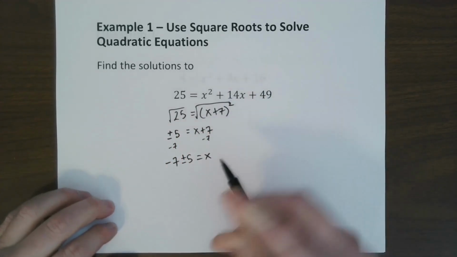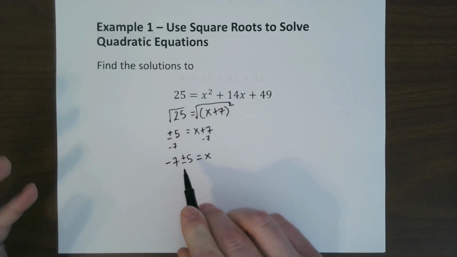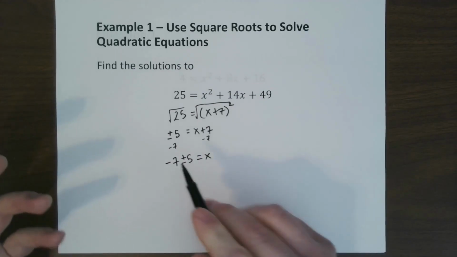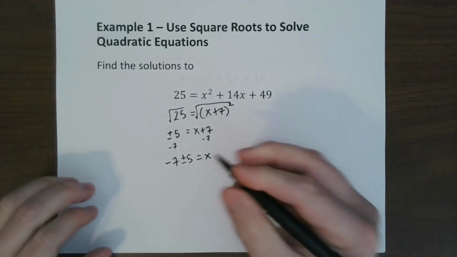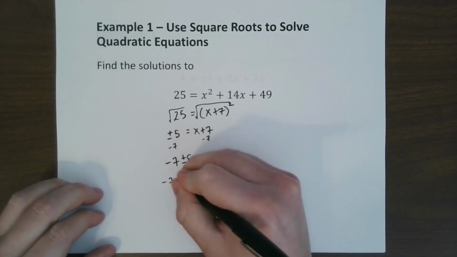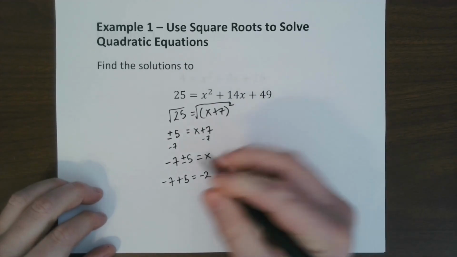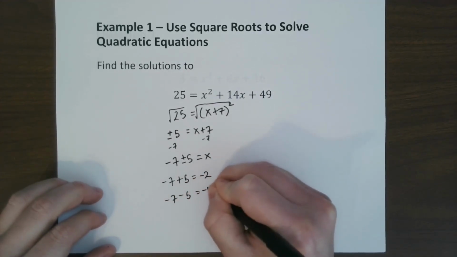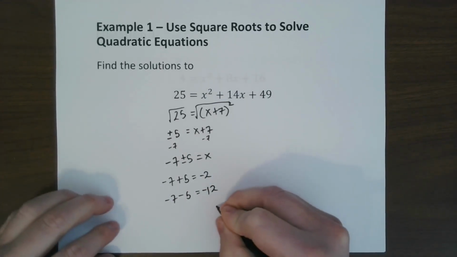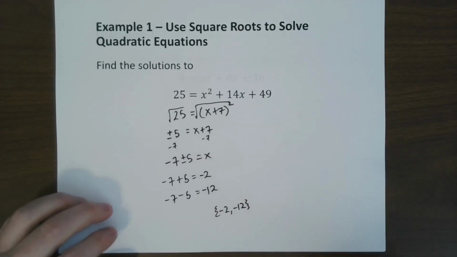And that is a key thing. With plus or minus, whatever you add or subtract always goes in front. And so right now we have two equations. We have negative 7 plus 5 and negative 7 minus 5. So we're going to do those. Negative 7 plus 5 is negative 2. And negative 7 minus 5 is negative 12. And those are your answers. We get negative 2 and negative 12.